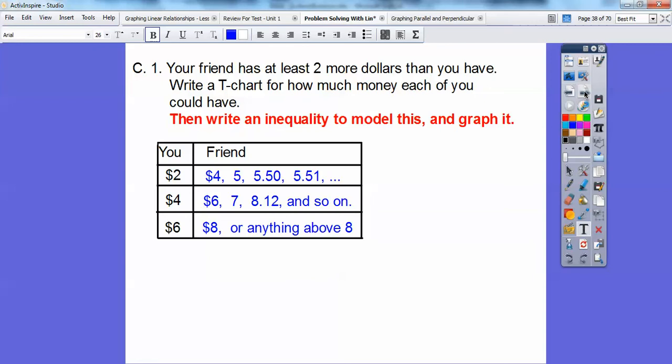All right, so this part says then write an inequality to model this and graph. Okay, I'm going to let you be x, and your friend is going to be y. So if your friend is always 2 more than you, then x plus 2 has to be less than or equal to your friend. Okay, so your money plus $2 has to be less than or equal to whatever your friend has. Okay, because you've got to always add $2 to match up with your friend, and your friend is y, and you're x. All right. That makes sense, you guys?